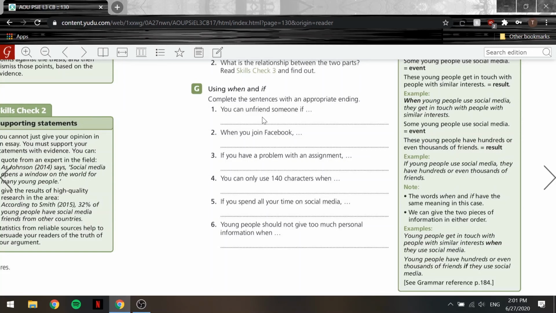Okay? 6, young people should not give too much personal information when, we'll simply say they use social media. So young people should not give too much personal information when they use social media. All right? So now let's move on to the next part.